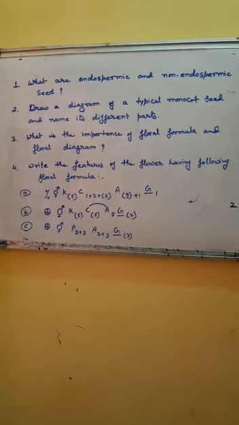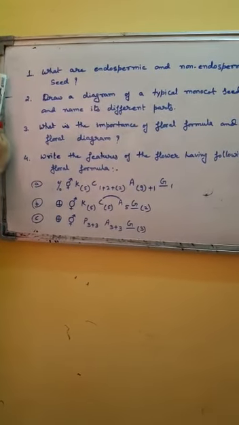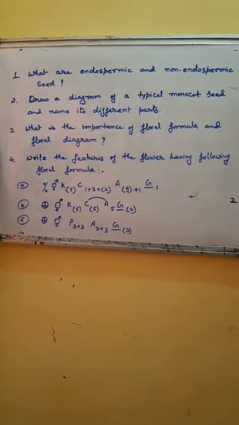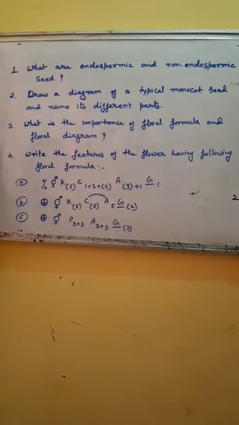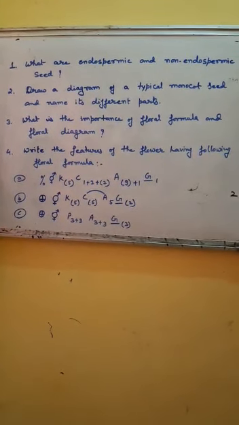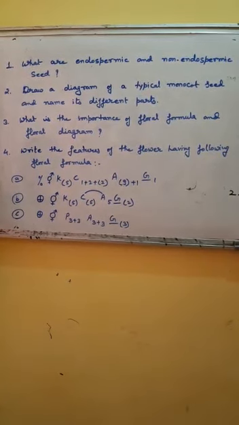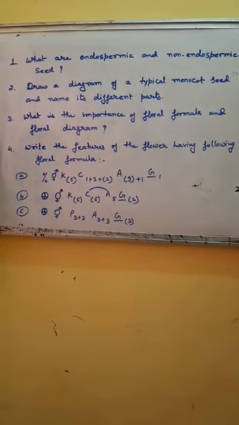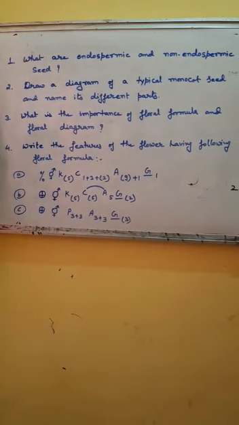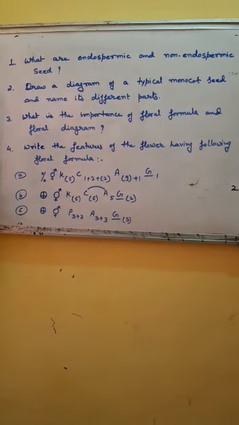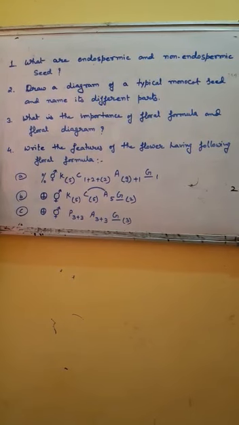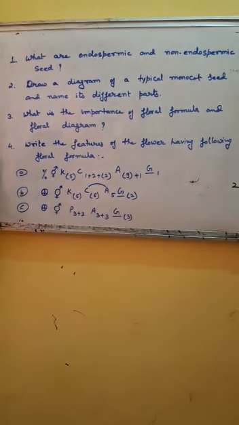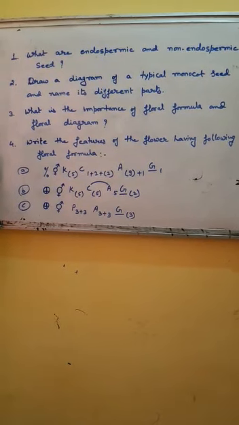So students, here are some questions for you based on today's video. Try to answer these questions. The very first one is, what are endospermic and non-endospermic seeds? You will explain endospermic and non-endospermic seeds, and also give examples of them. The second question is, draw a diagram of a typical monocot seed and name its different parts. So here you have to draw a well-labeled diagram of a monocot seed.